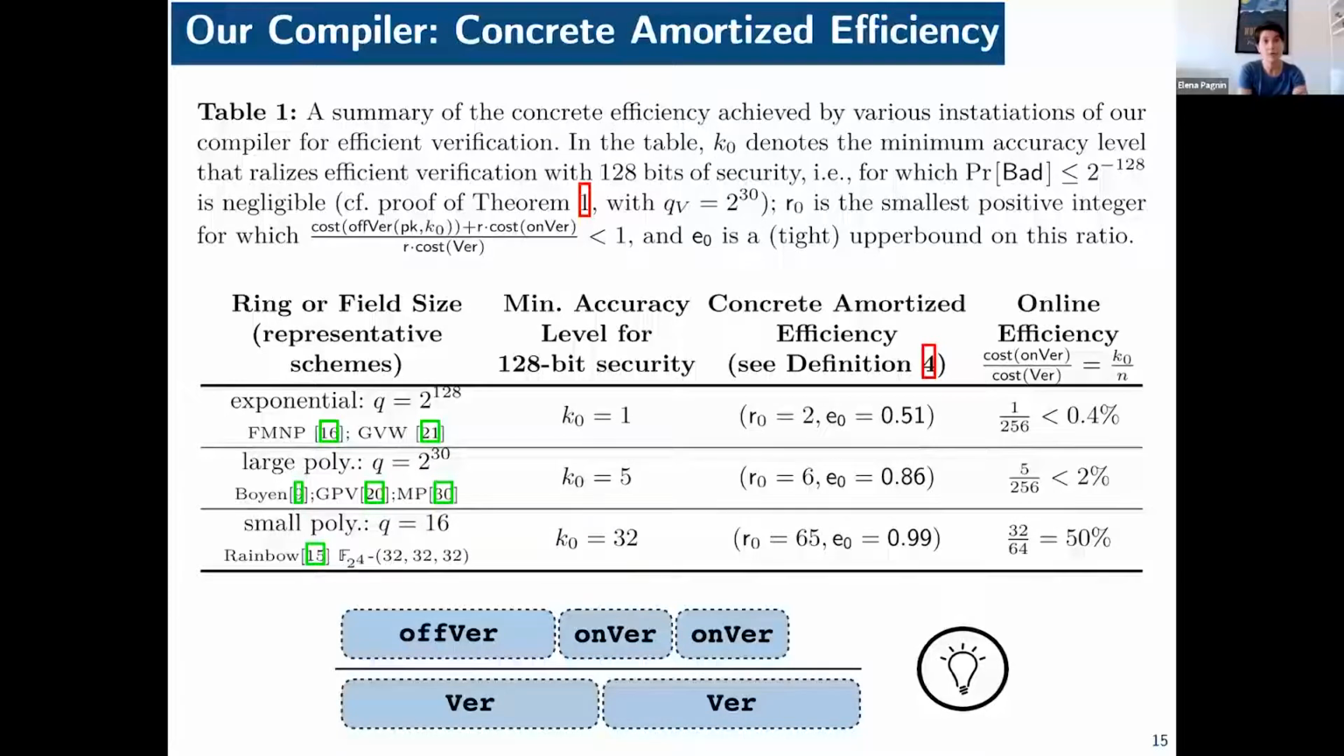And finally, for the multivariate equations, for Rainbow, I checked today, and they have set their parameters even higher, which, whatever they push up is better for us. But these were the estimates of 6 months ago, and we get 50%. So our online verification is going to be 50% less expensive, or it will cost only 50% compared to the standard verification.